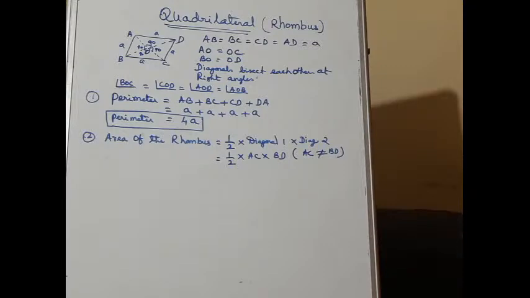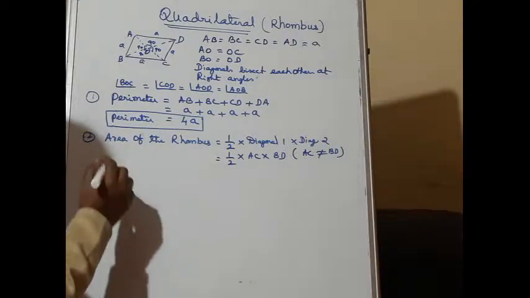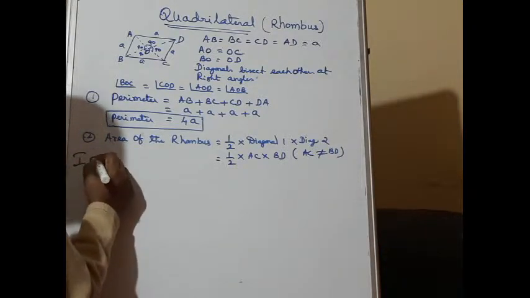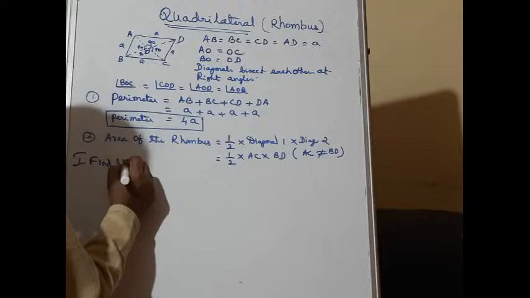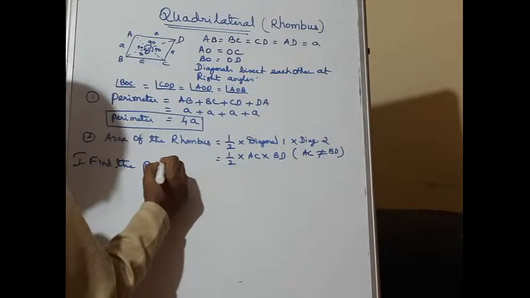So first, direct model. We write the first question. Find the perimeter of a rhombus whose side is 10 centimeters.